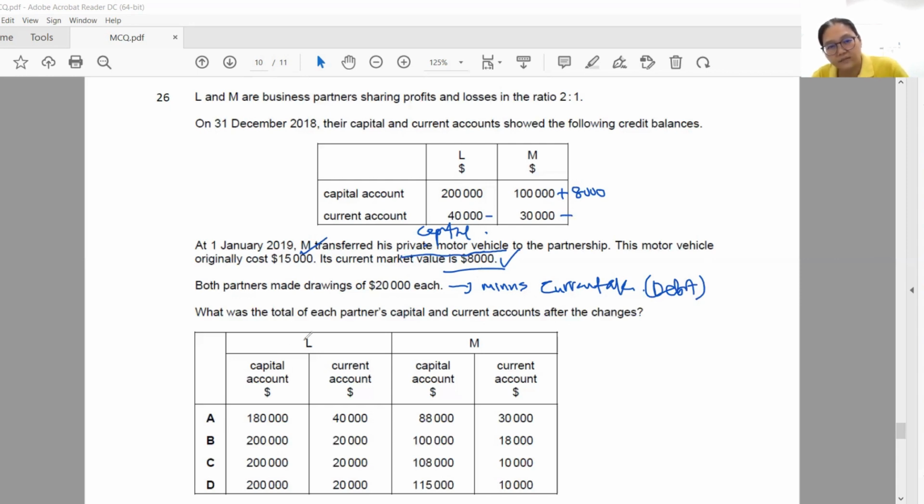So for L, the capital account has no change, which is 200,000. For the current account, we have to minus 20,000, so we are left with 20,000. When I come to M, we have to increase the capital to 108,000 because of the motor vehicle. The current account is reduced by 20,000. So the answer will be C.